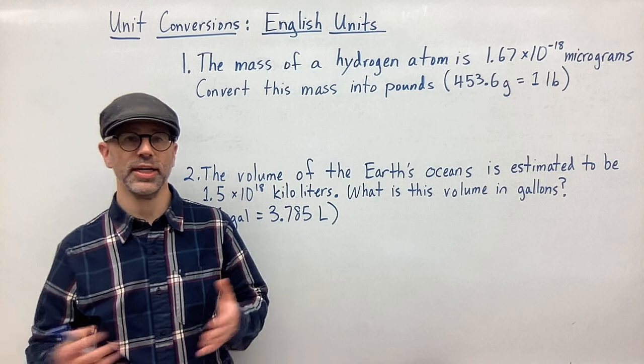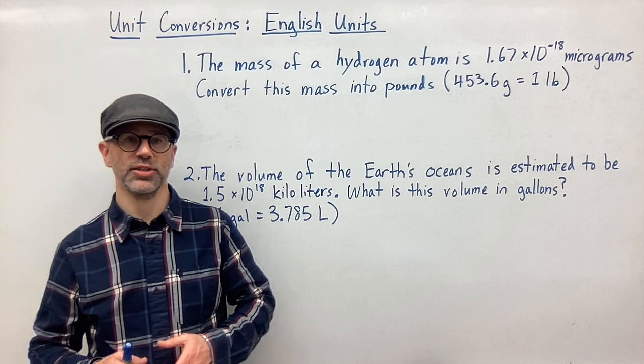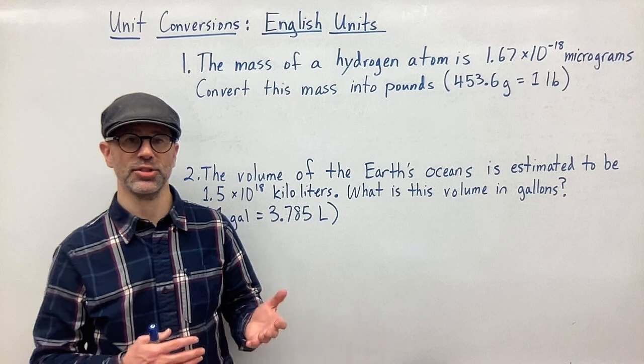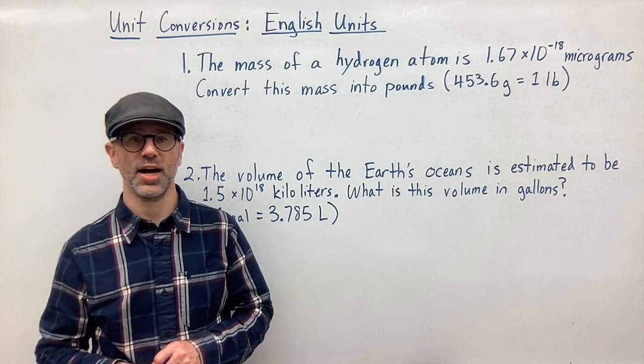So the rest of it is the same as before. It's just setting up your conversion factors to cancel out the units that you want to cancel so that you can get the unit on top that you want.